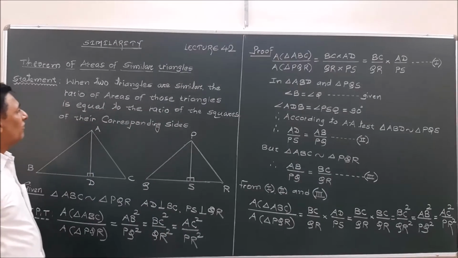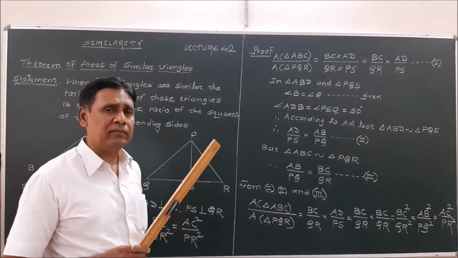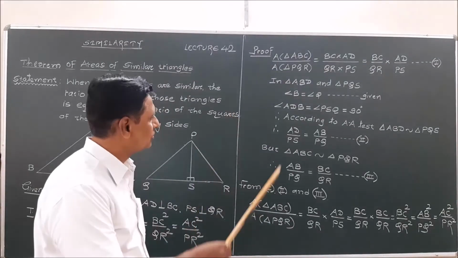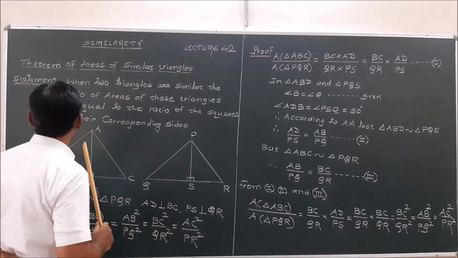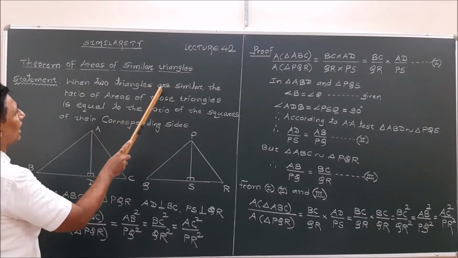Okay. Now I am going to read this. I have written or copied it the same as it is given in the textbook, so there is no problem if you also copy down the same. Now I will come to the explanation. Statement: when two triangles are similar.